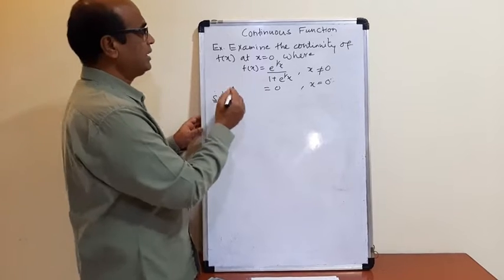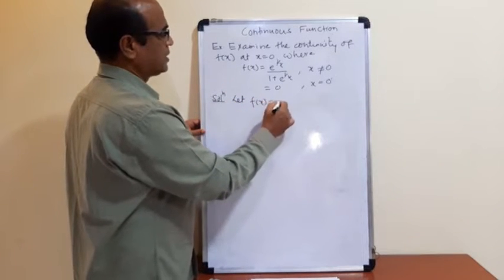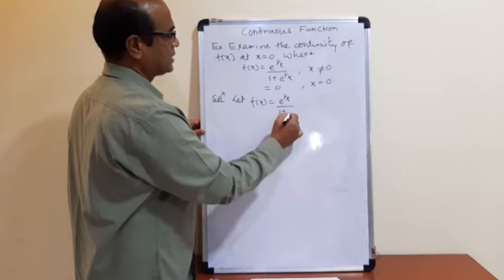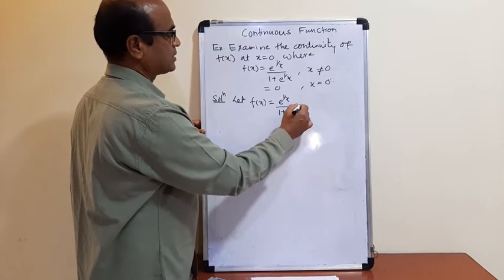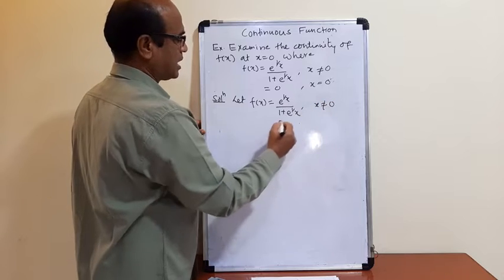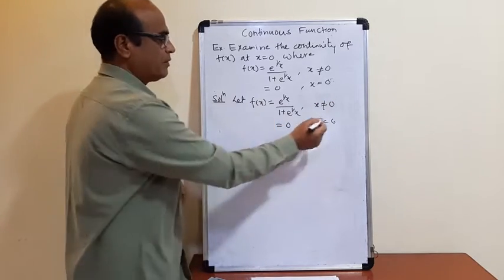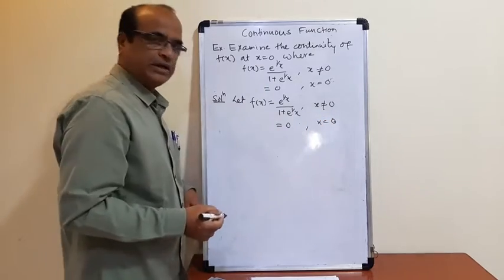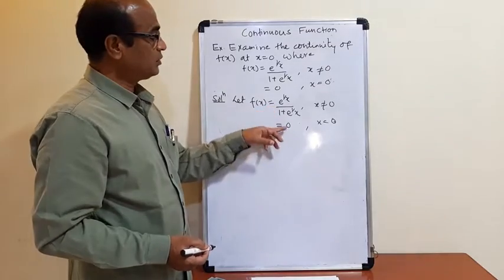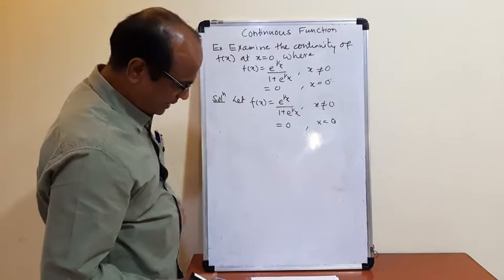So what is the given function? Let f(x) be equal to e raised to 1/x divided by 1 plus e raised to 1/x when x is not equal to 0, otherwise 0 when x is equal to 0. This means f(x) is equal to 0 when x is equal to 0; this value is already given here. So if the limit of this function is equal to 0, then it is continuous. Otherwise the function is not continuous.